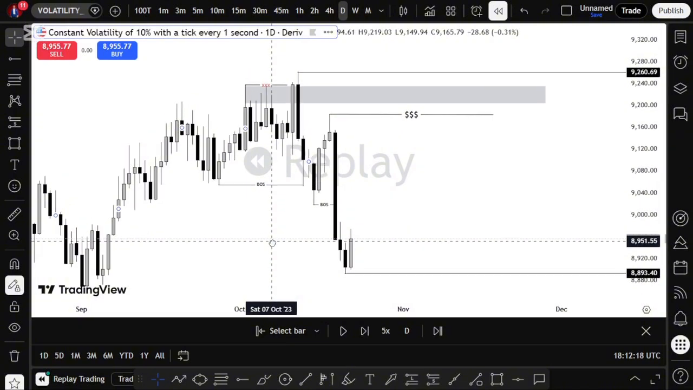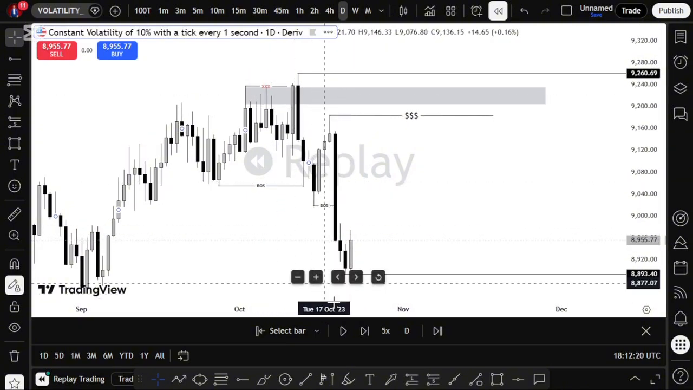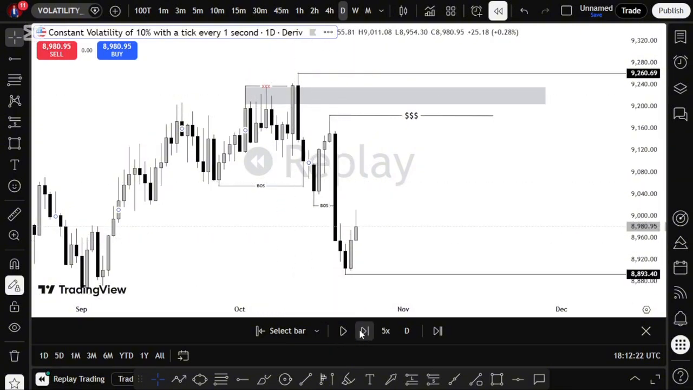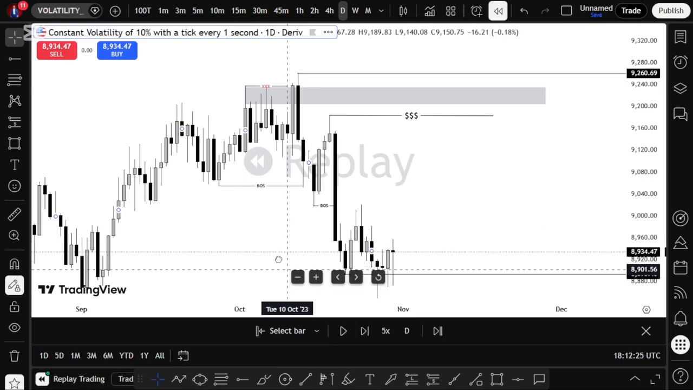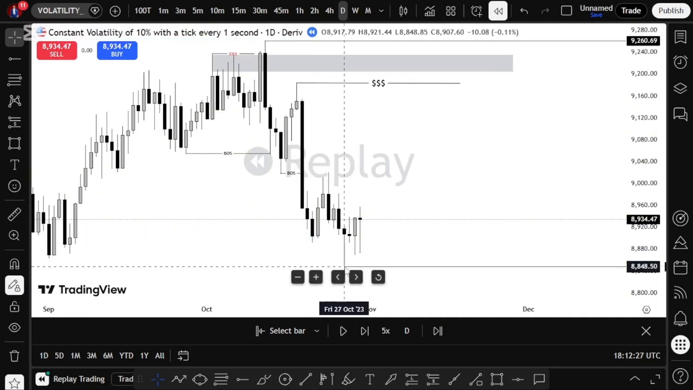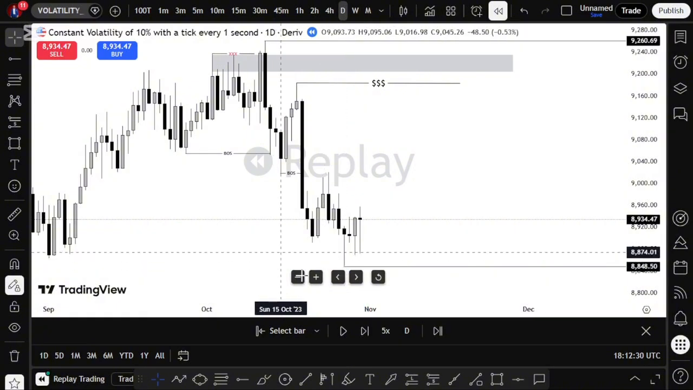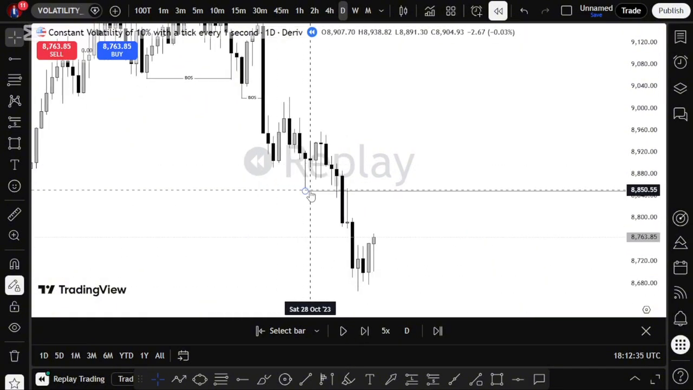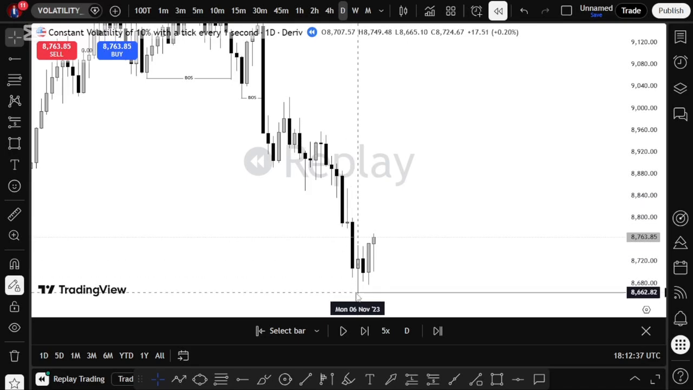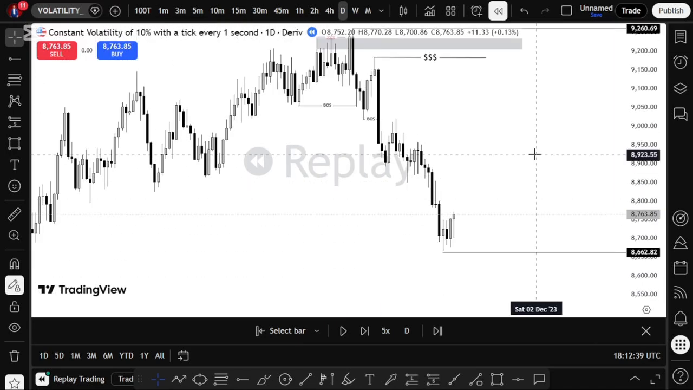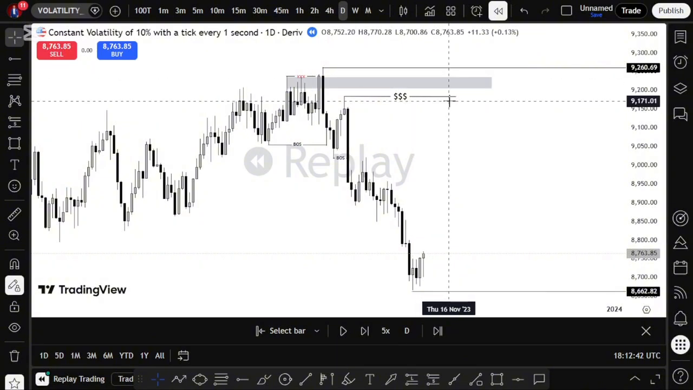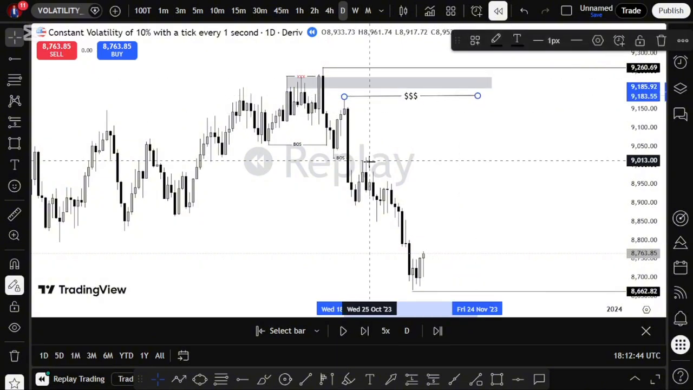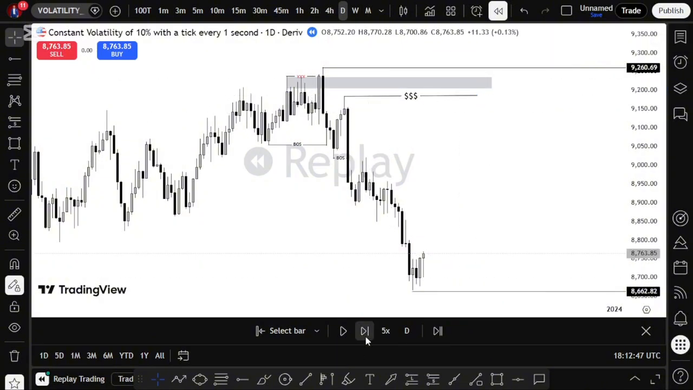All right, we know the origin, okay, and then the target. So let's see. Okay, this becomes our new protected low. All right, let's see what happens, guys. Okay, protected low. It must be the low that leads to the structure taking out the structural liquidity. Let's see what happens.